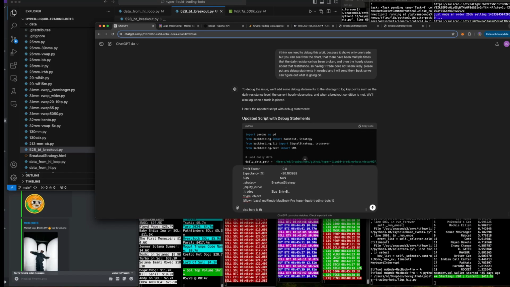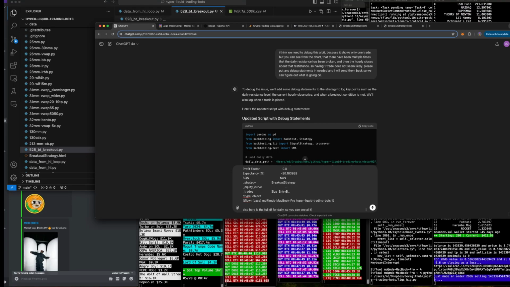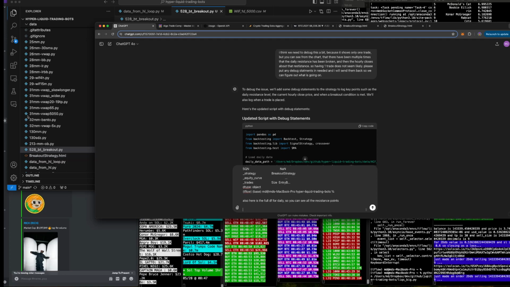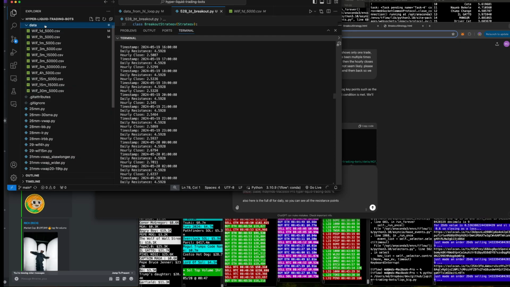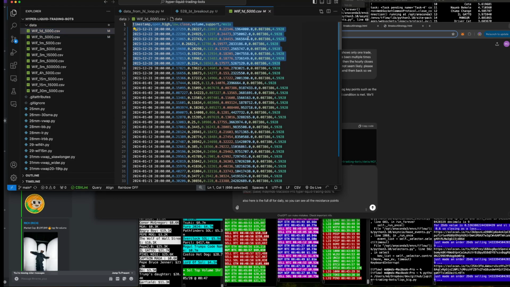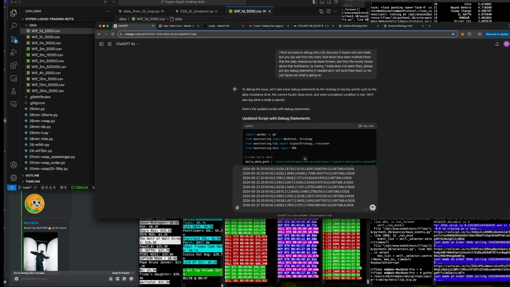Also, here is the full DF for daily, so you can see all the resistance points. Okay, let's go ahead and try to give it all that data. I know it's going to be a ton, but let's see what happens. It's not going to be that much.